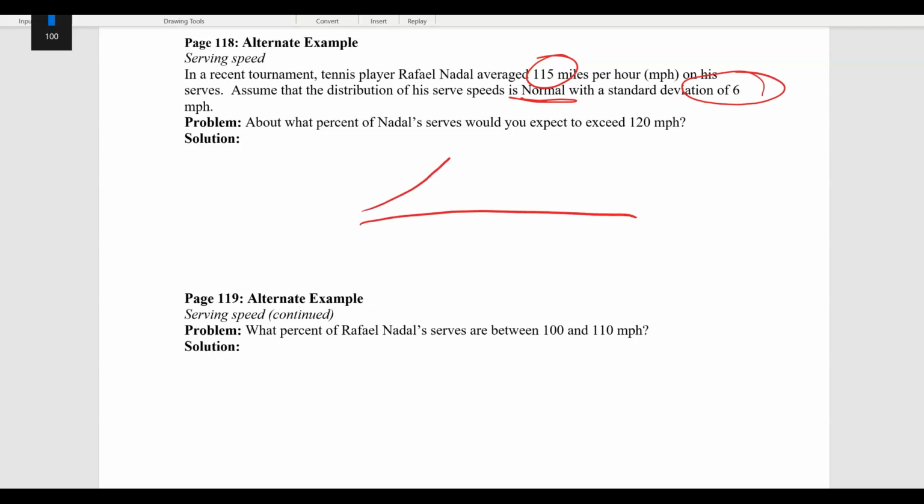So I'm going to go ahead and draw Nadal's normal curve. I'm going to have 115 living in the middle. And they want to know what percentage of his serves are going to go up above 120 miles per hour. We know it's possible just because they average 115. That means some are faster than that, some are less than that. So I want to know what proportion that is. So this is just normal CDF.